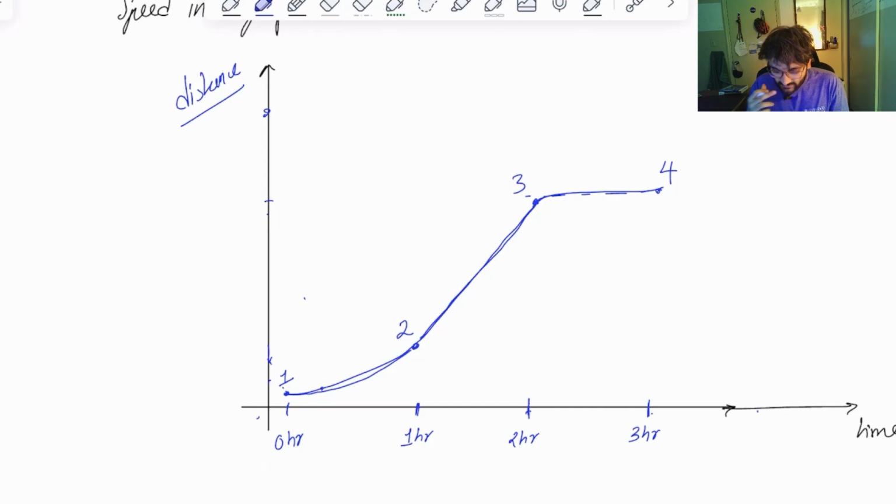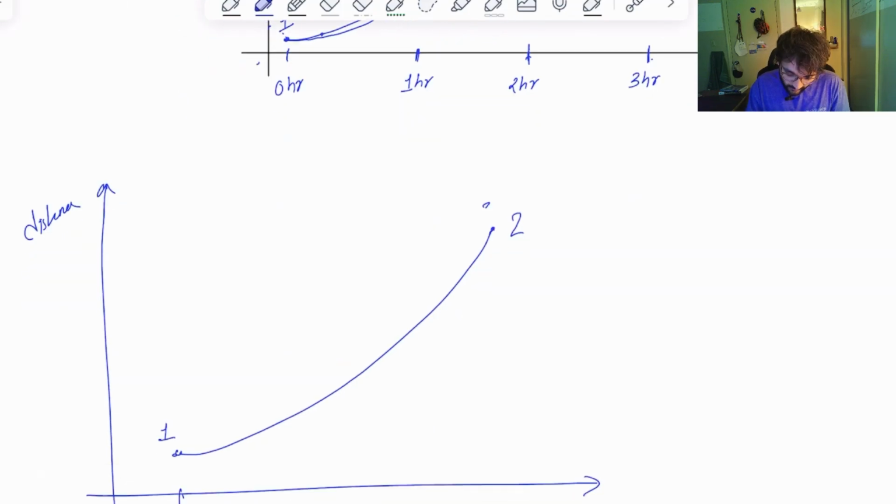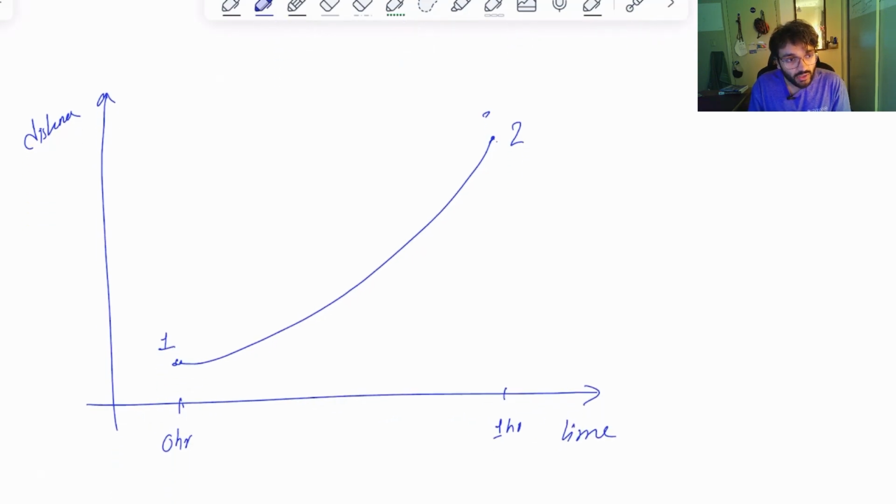Okay, so that's the point of 0 hour. So we're looking at 0 here, and then 1 hour here. Okay, let me break this further down into chunks of 15 minutes. So you've got 15, 30, 45, and 60. So this is 15 minutes, 30 minutes, 45 minutes, and that's 1 hour.